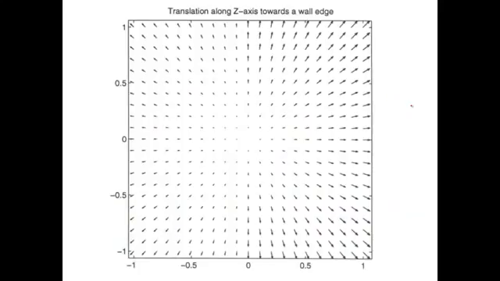So here's an example. This is what the flow field looks like if I'm translating along the z-axis towards a wall edge. There is a focus of expansion, which is at the origin. All these vectors are streaming out because I'm driving towards the wall. And that's about it. And we have information in the lengths of these vectors about the time to contact.